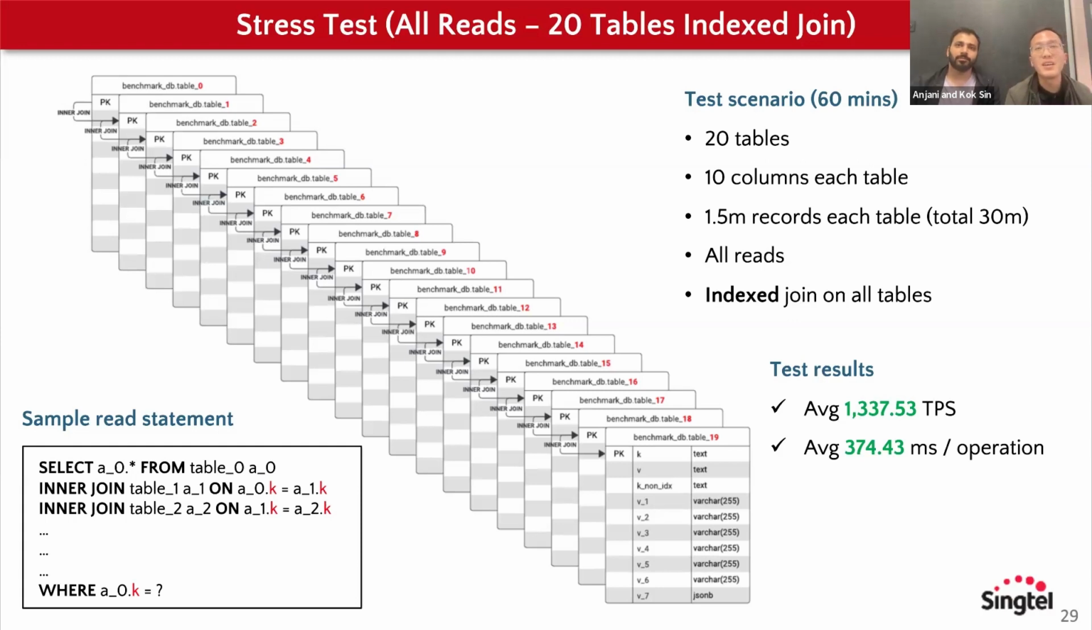Coming to this slide, instead of doing a single table, we are testing on 20 tables. Our test scenario comes as 20 tables, 10 columns each table, 1.5 million records each table, totaling up to 30 million records. In every single read statement, we are joining up all 20 tables on an index column. And to our surprise, we managed to achieve 1.3K TPS at around 374 milliseconds of latency.